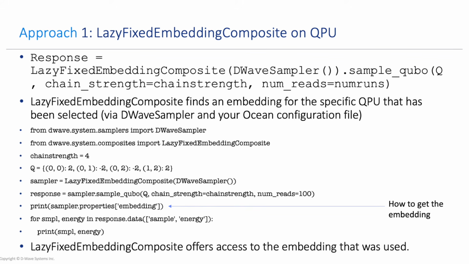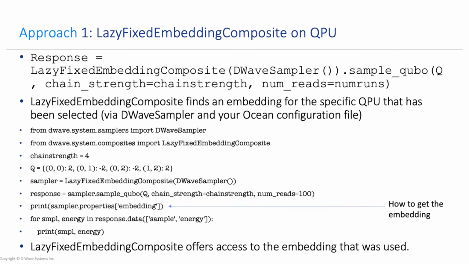So what we want to do is talk about an approach to using Ocean and using it to do embedding. We have a small program here, starting on the third line. Basically what you do is you define the QUBO in the fourth line, the line with Q. And then you define a sampler.